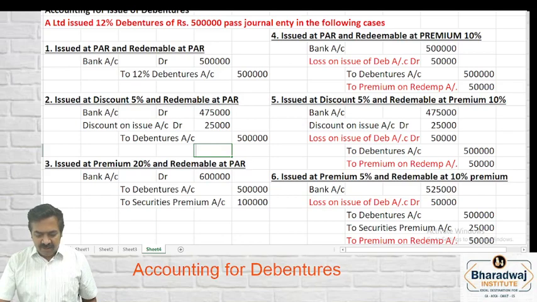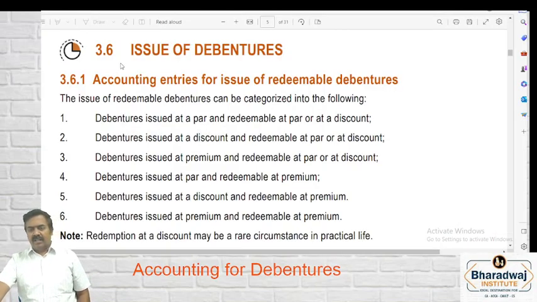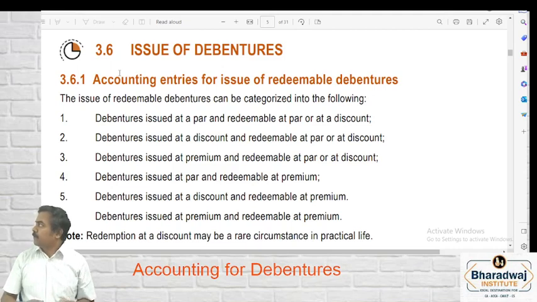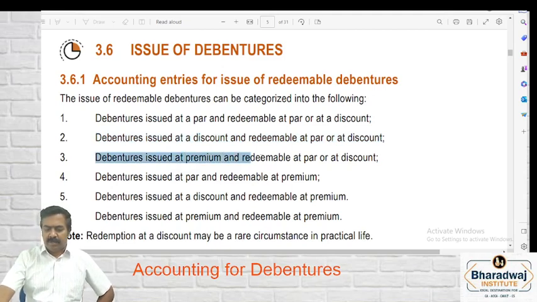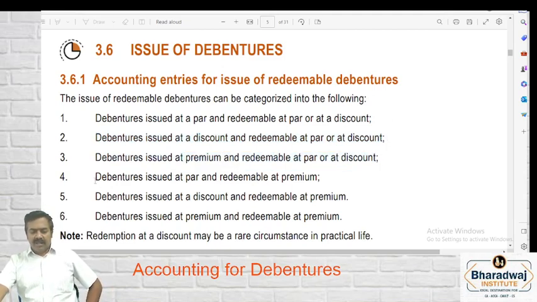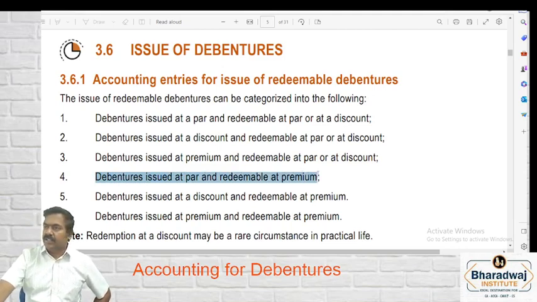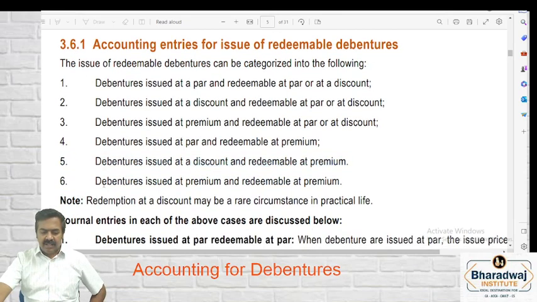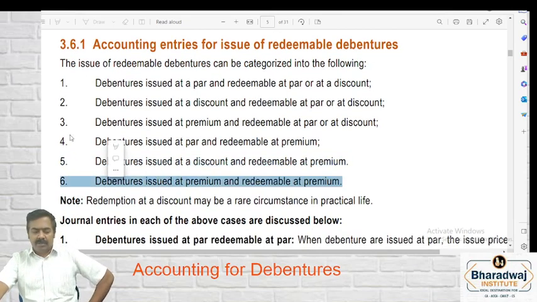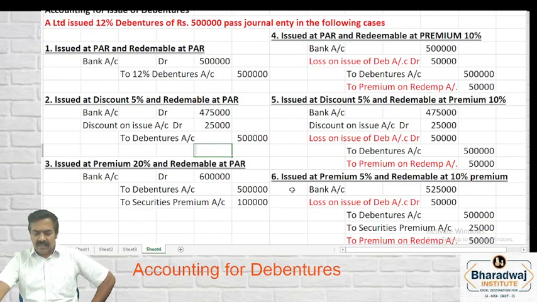Shall we? We'll go to your textbook questions. You can look at, just look at the display, that is sufficient. Look at the 6 cases that we learned. Debentures are issued at par, redeemable at par or what? Discount. Issued at discount, redeemable at par or discount. Then debentures issued at premium, redeemable at par or what? Discount. Then debentures issued at par, redeemable at a premium. Debentures issued at a discount, redeemable at what? Premium we had seen. Debentures issued at premium, redeemable at premium. These are the 6 cases we have done, the 6 entries.